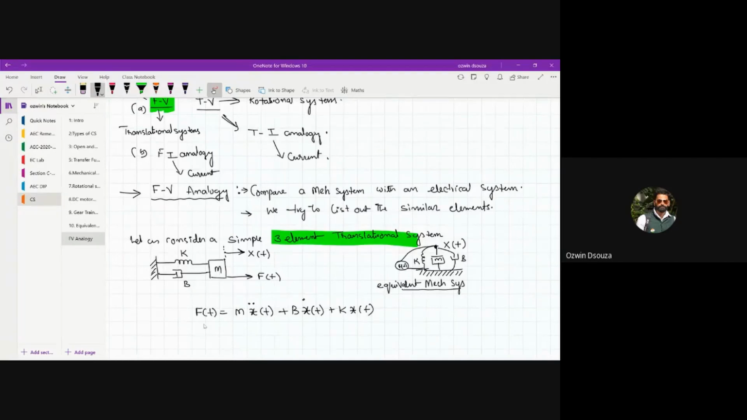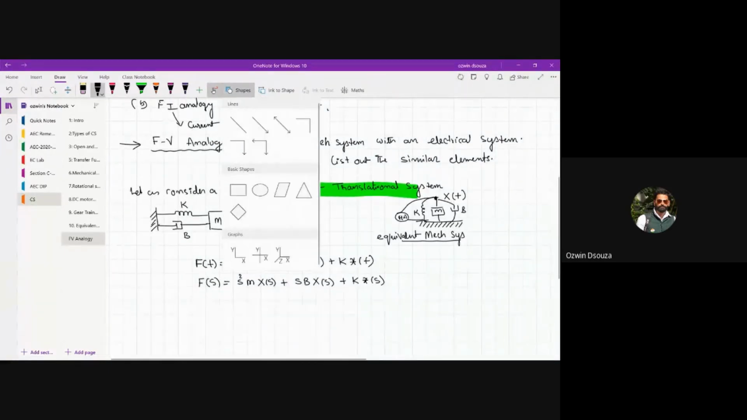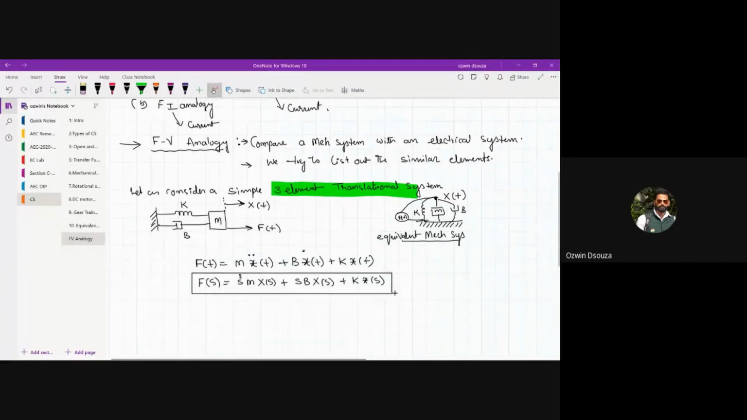Let us find its Laplace transformation. F of t becomes F of s. This becomes s square m into X of s plus s b into X of s plus k into X of s. Let us consider this as equation 1. We have already written this particular equation in the previous class. This is the mathematical equation you are going to get for a 3-element translational system.